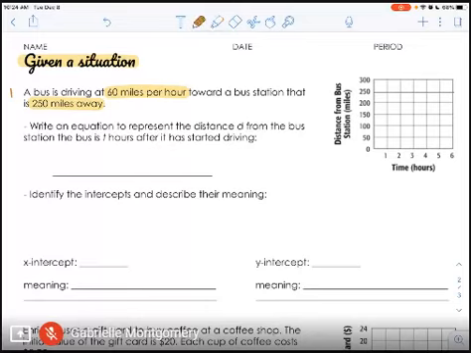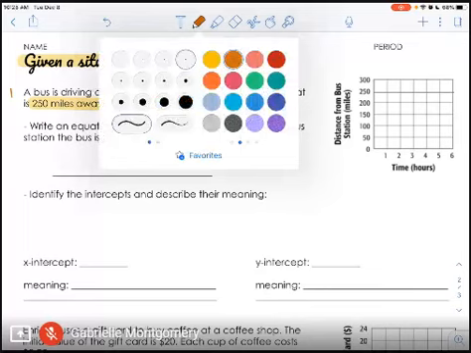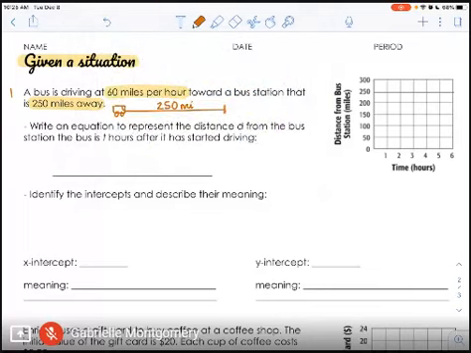You could also draw a little picture to help identify what's going on here. If we're driving along a route, this is our destination. This is where our bus is. This is my great picture of a bus. And this distance is 250 miles. That's how far the bus needs to go. Even if you're on a printed copy, you could draw that little image to put that in your mind.